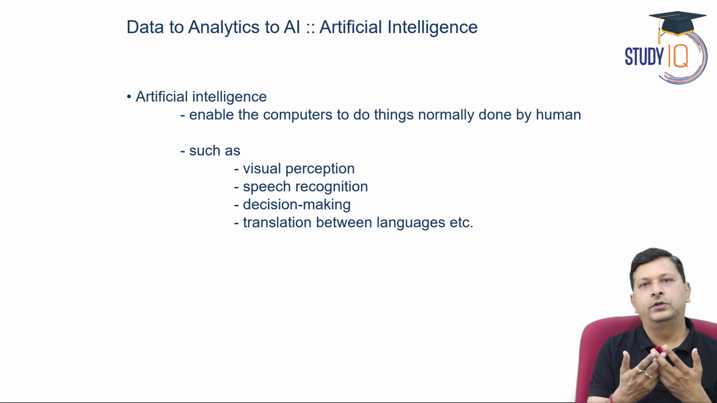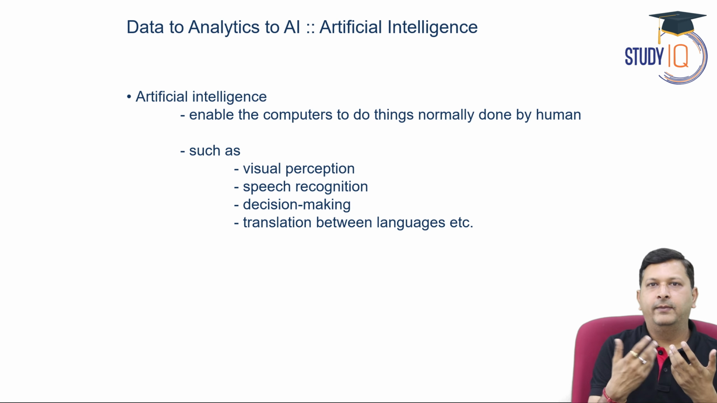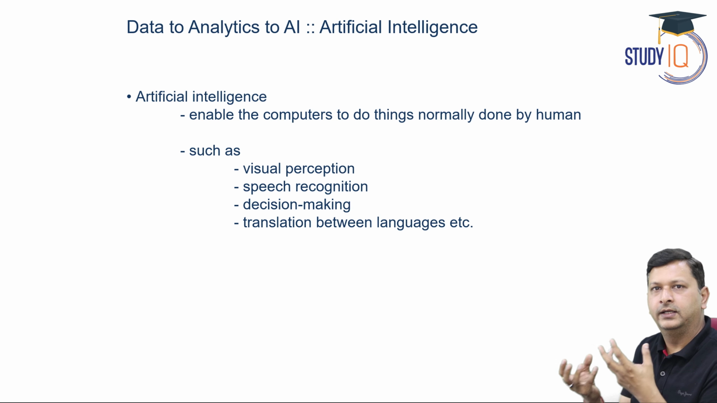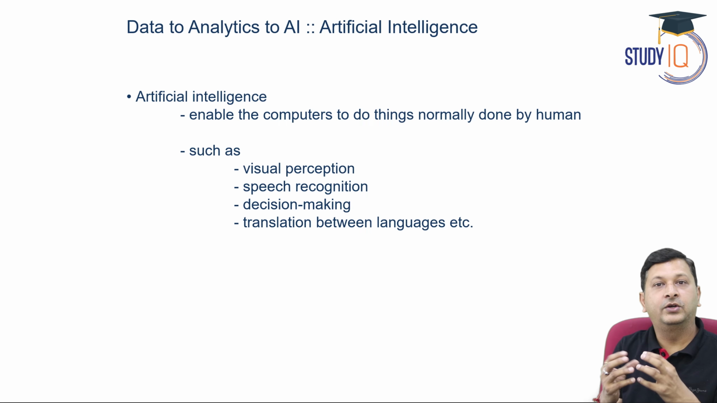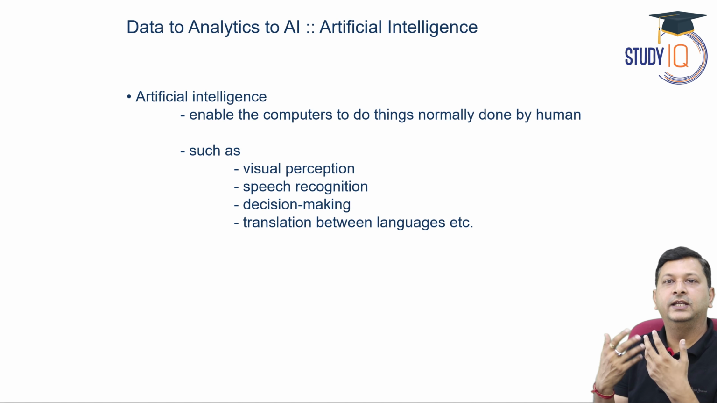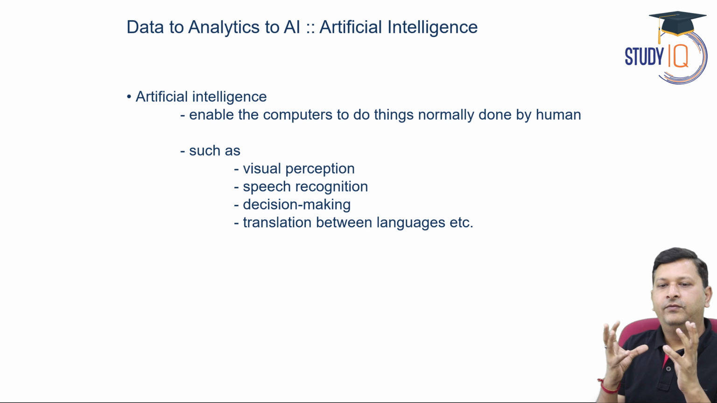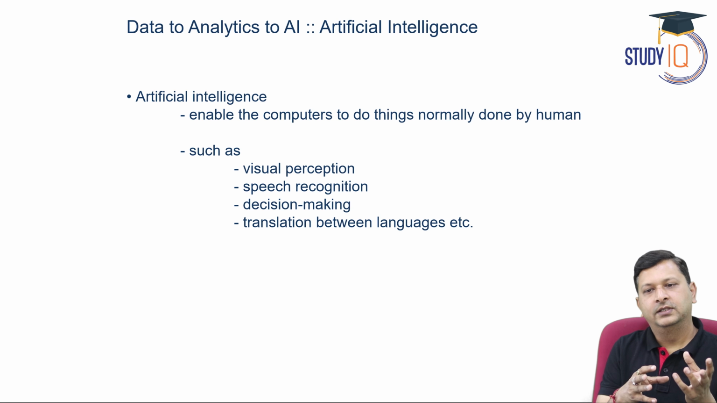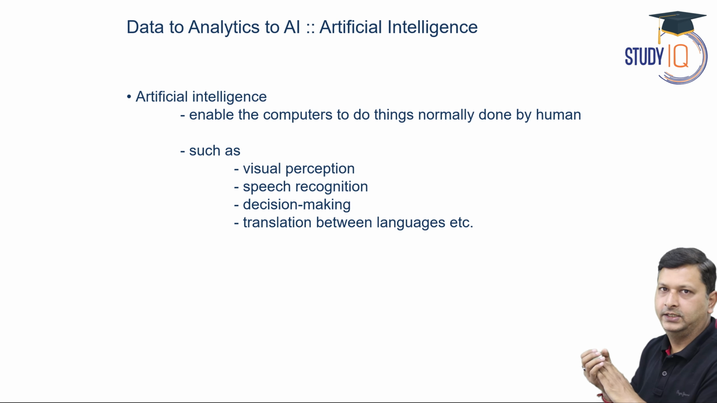There was one robot at a marriage party which was just talking with the people. If I ask in which marriage I am, it answers, you are in such and such marriage. So it is artificial intelligence because that particular robot is giving the information like a human being. So any activity which can be performed by computers, which generally human beings are doing, is called artificial intelligence.